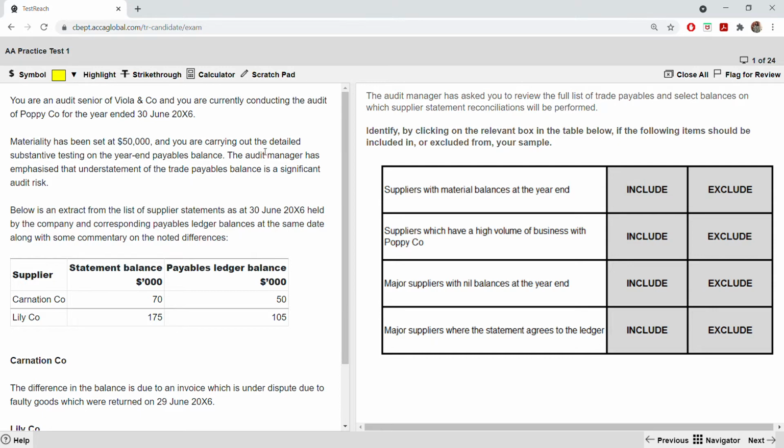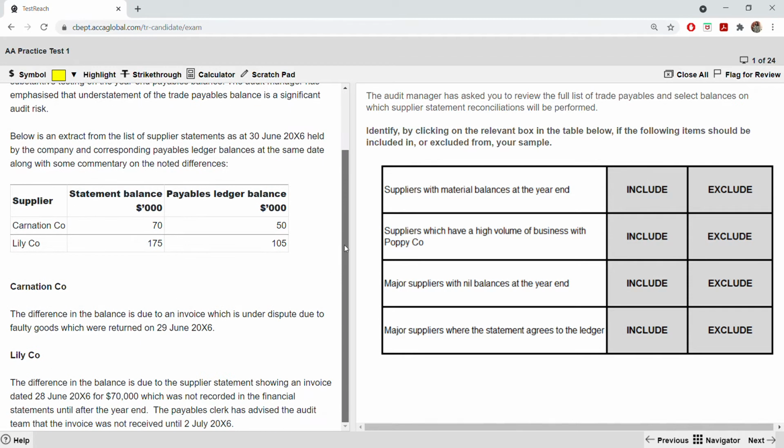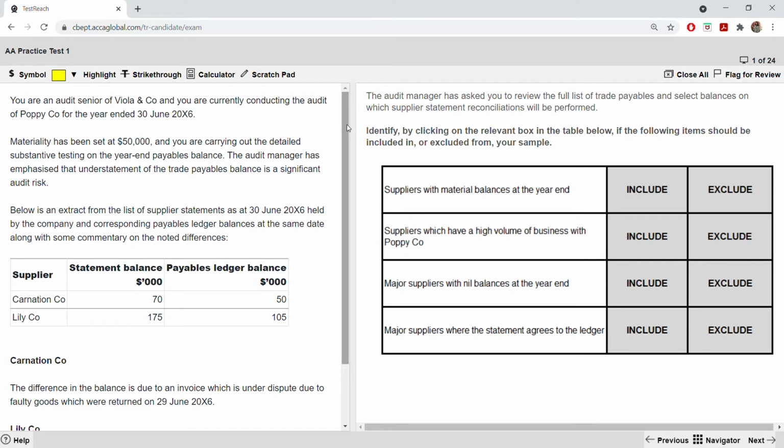So first let us read this case study because the same case study will be there. Five questions will be asked on each case study. That means there are a total of 3 case studies, 3 scenarios. On each scenario there are 5 questions, so a total of 15 questions will be there in your section A.